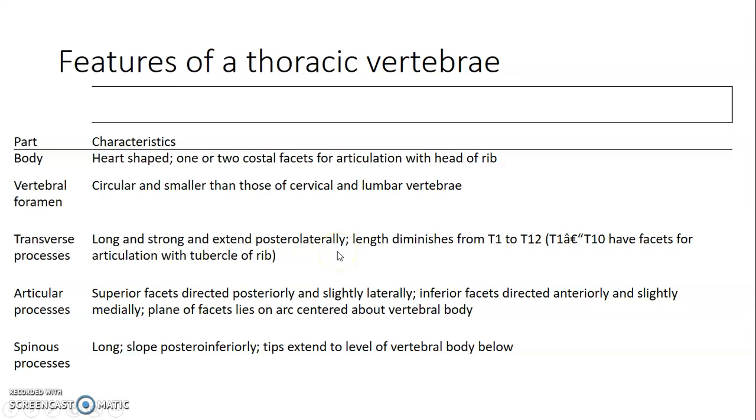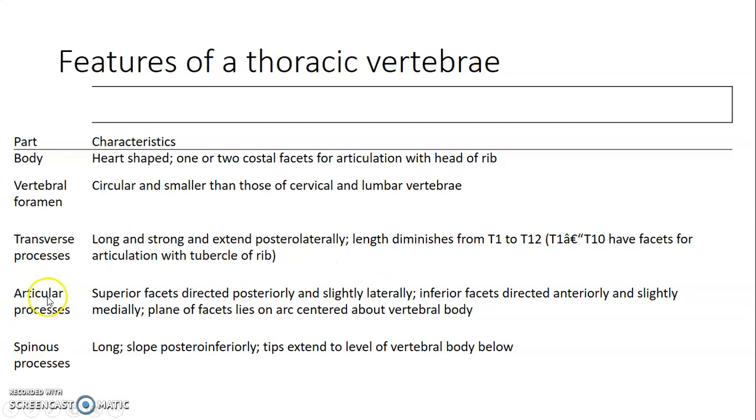And usually the length reduces as you go downwards. Then the transverse processes of T1 to T10 have facets for articulation with the tubercles of the ribs. But the body has costal facets for articulation with the head of the rib. The body articulates with the head of the rib, transverse process with tubercles of the rib. That is first to 10th rib.